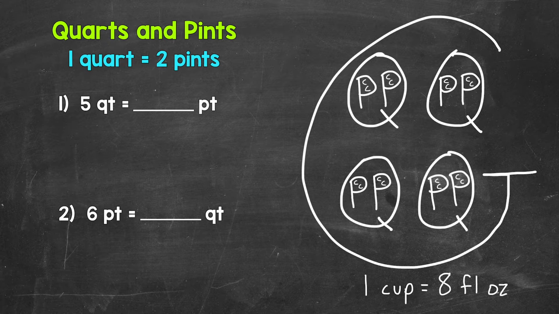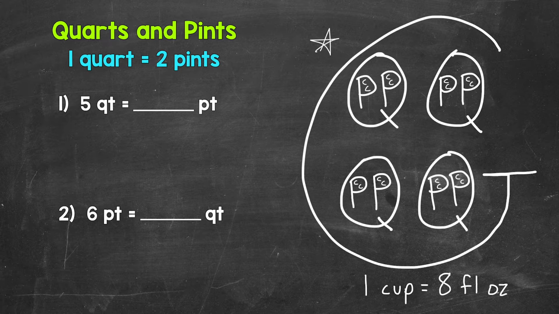Now I have a big G over here representing a gallon, and this is going to help us with capacity conversions. And we can see that in each quart, we have 2 pints. Let's jump into a couple of basic conversions here where we will go from quarts to pints and pints to quarts. Starting with number 1, where we have 5 quarts equals how many pints?